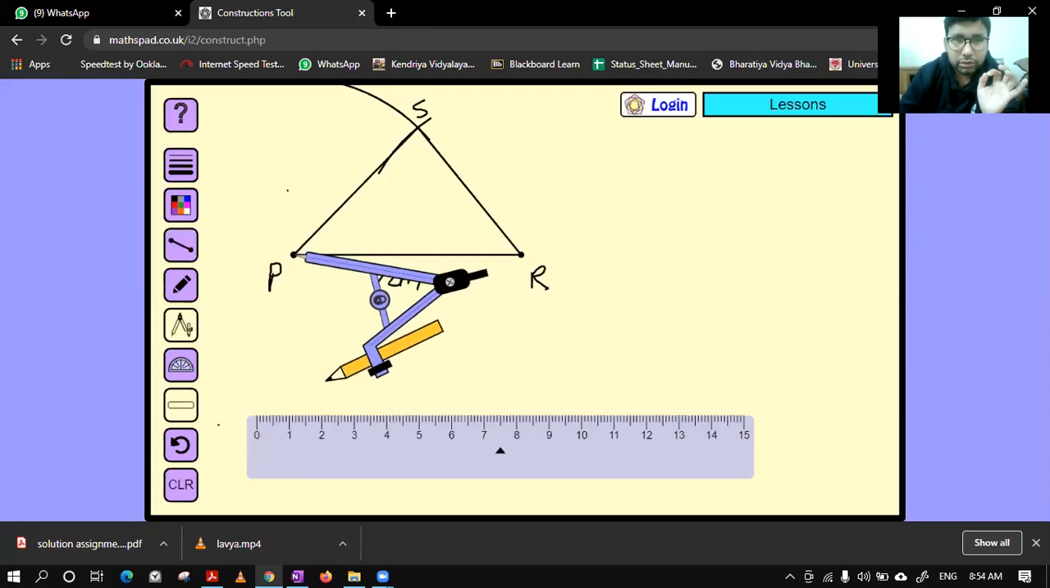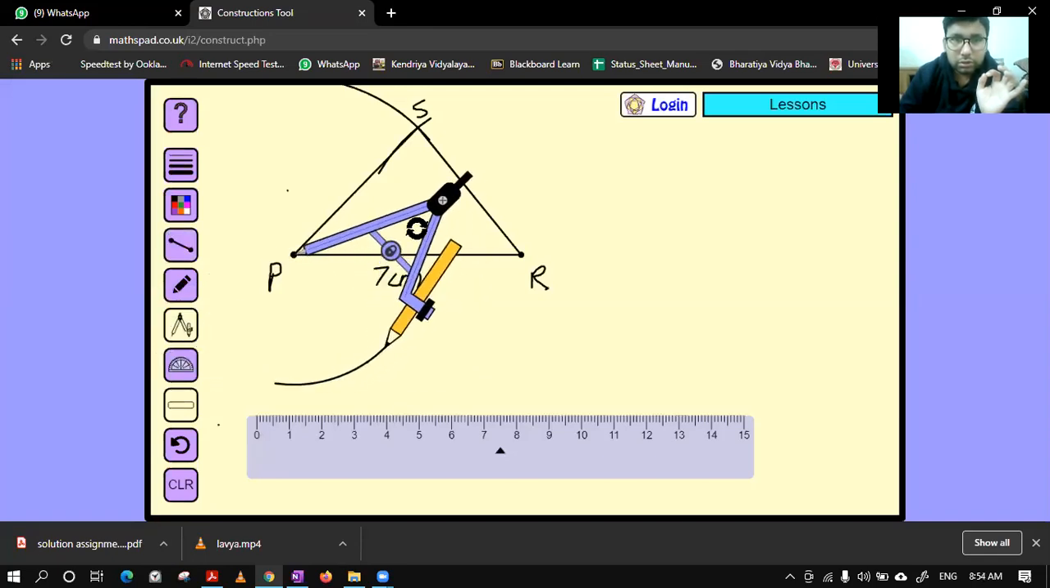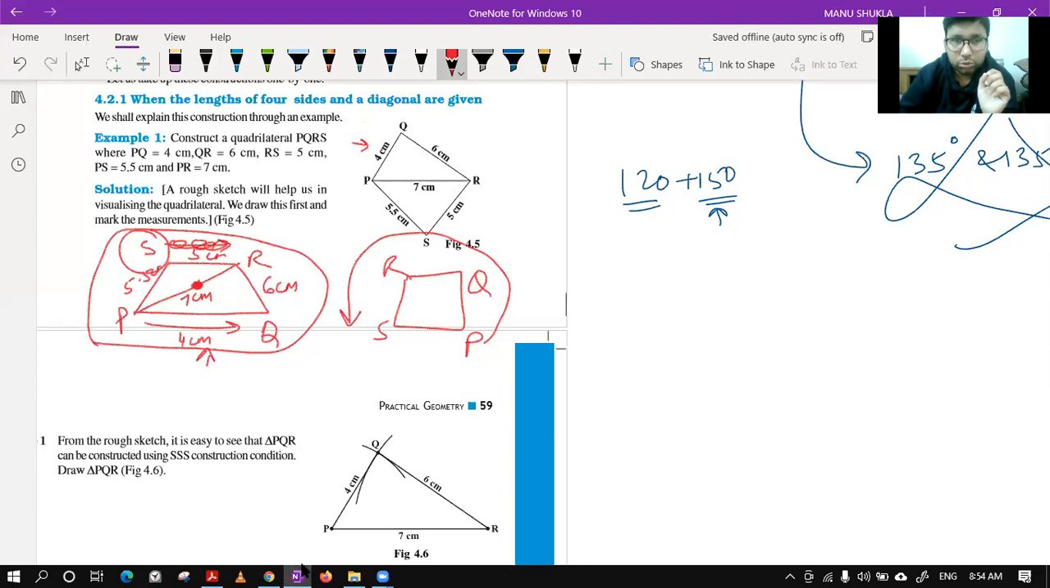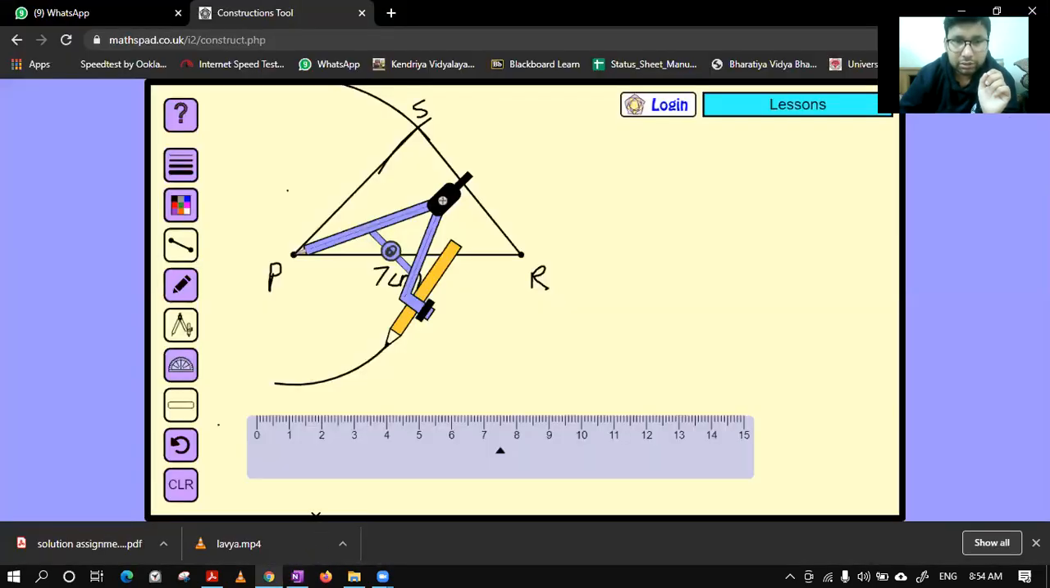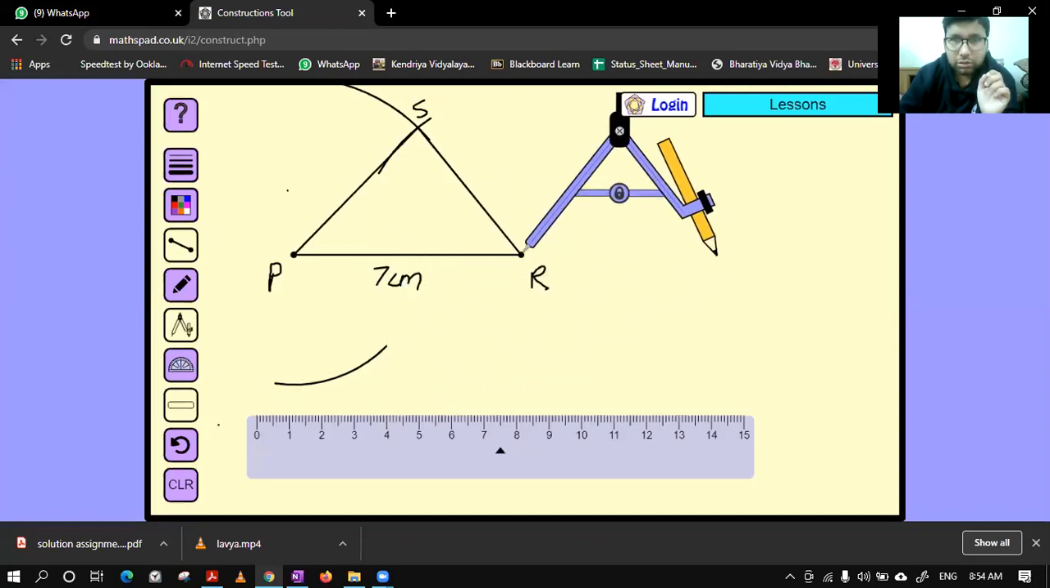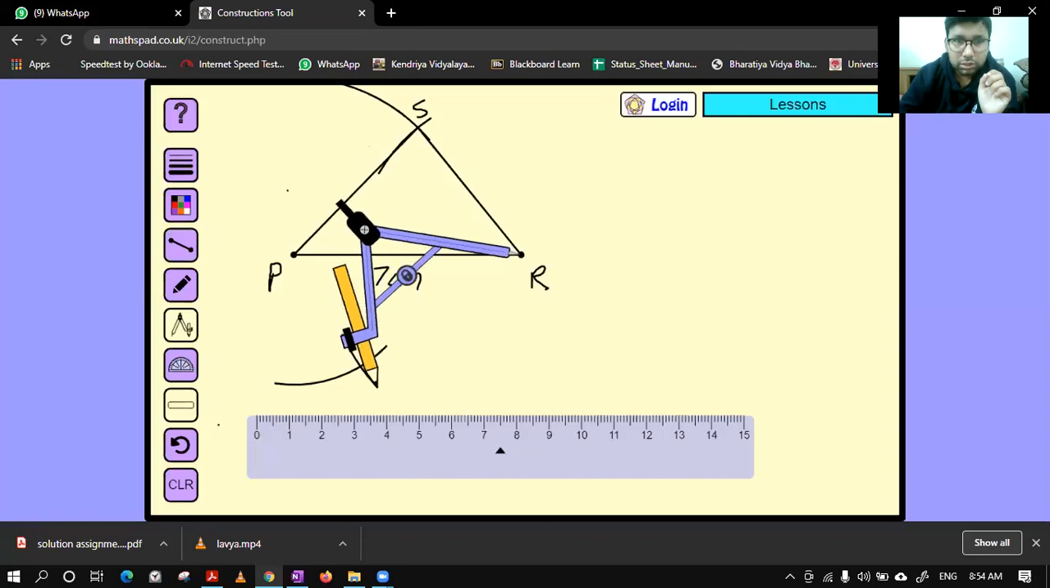It will come somewhere here. Now we will take another arc from R. The length of that arc from R, that is RQ, will be 6 centimeter. So again, keeping on the compass, let's measure 6 centimeter. This much will come. Lock it. Keeping it on point R, just cut the arc. And we have obtained the required second point, that is Q.